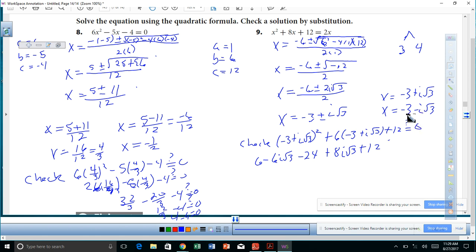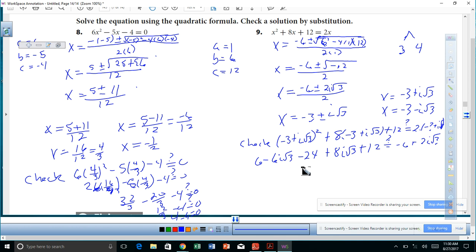That should have been 8, and that should have been 2 times negative 3 plus i times the square root of 3. And does that equal, well, that would be negative 6 plus 2i times the square root of 3. I did the other one, so I should have done that one there.